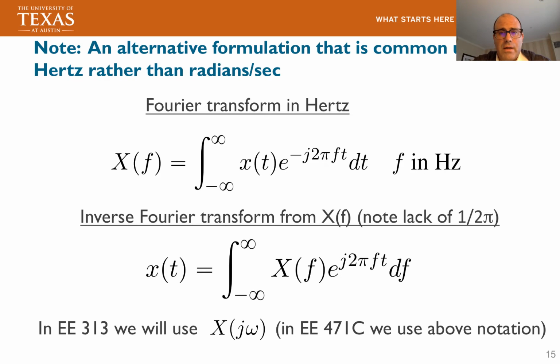And so if you take my class on wireless communications, 471C, we'll actually use the Hertz formulation. In DSP textbooks, you see the use of both Hertz and radians. In communications, we tend to see examples more in Hertz. So we're going to focus on using radians, though, in 313, using x of j omega as we see in the Oppenheim-Willsky book.